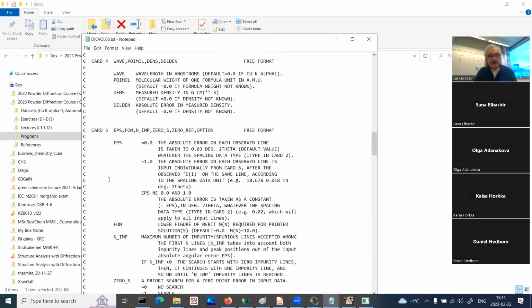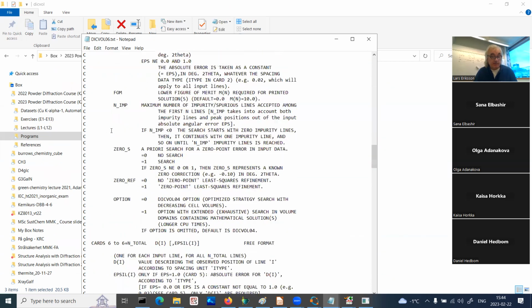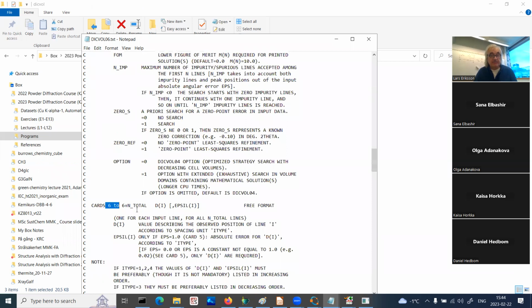3, 4, 5, and number 6 to 6 plus n total is the actual spacing data. It says here D, doesn't mean D value, but it's just spacing data. Why not D?